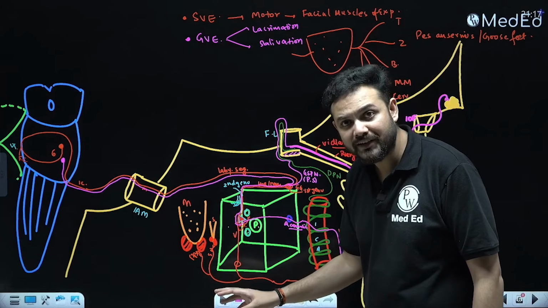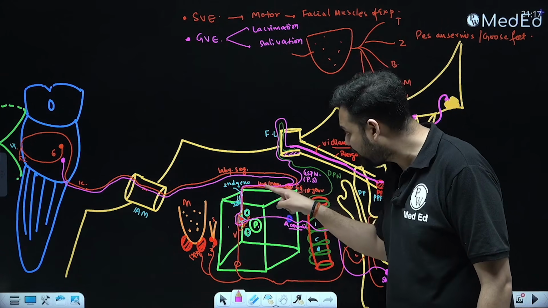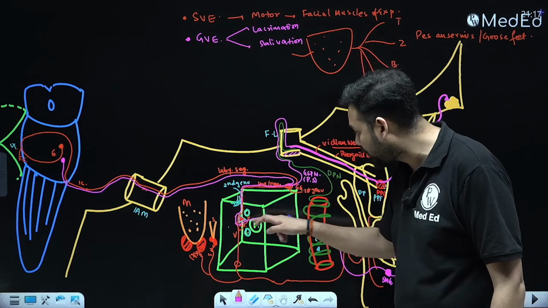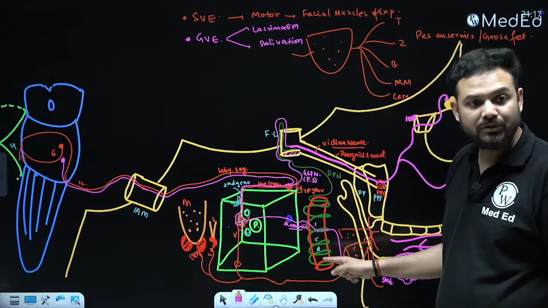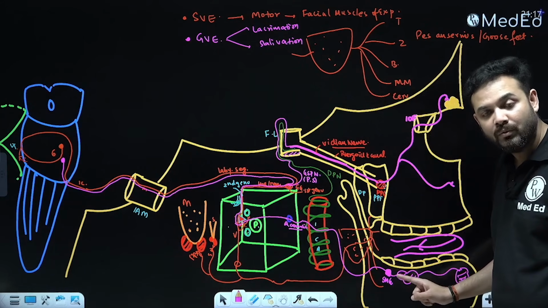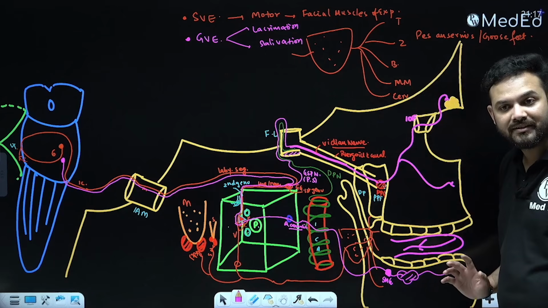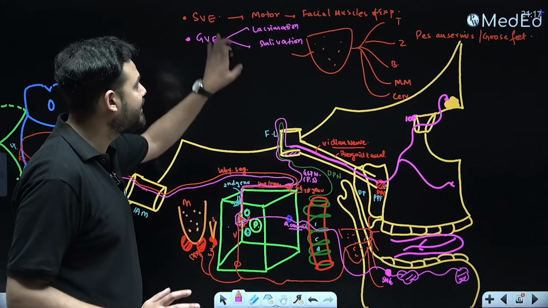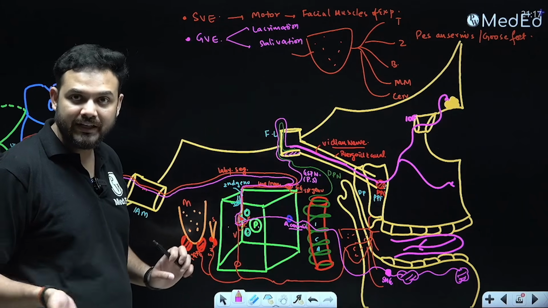What will happen to the salivatory fibers? They will come after the geniculate ganglion with the motor fibers at the level of the pyramid. They will cross over to the opposite side, exit out through the anterior canaliculus, and they will go and relay at the submandibular ganglion, which will supply the submandibular and sublingual glands, which will form saliva. This is the whole idea behind how you lacrimate and how you salivate. These are the GVE fibers.